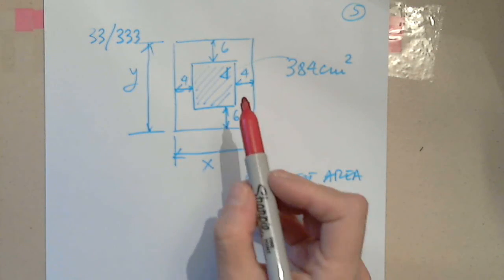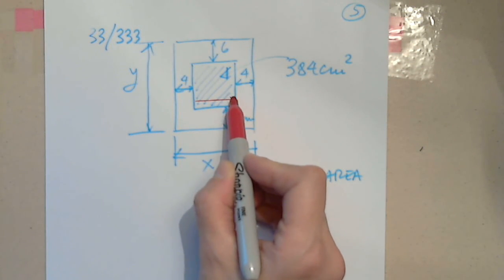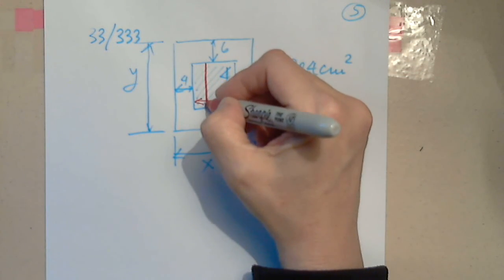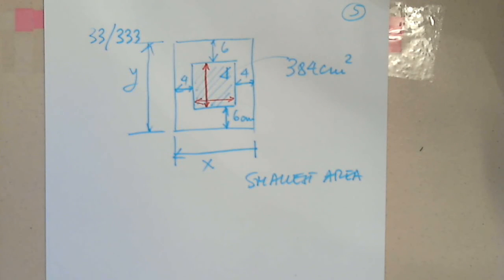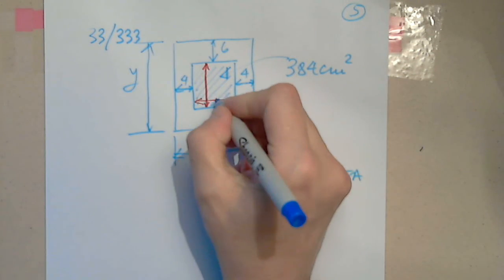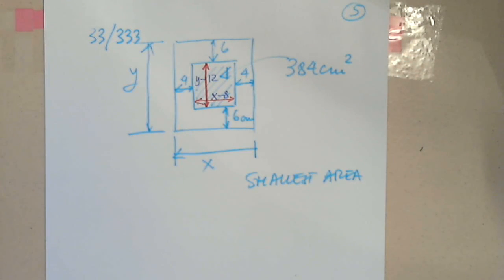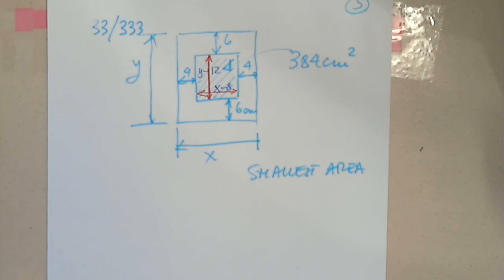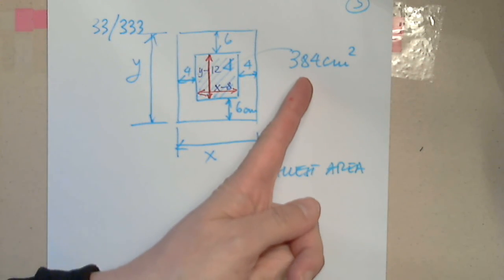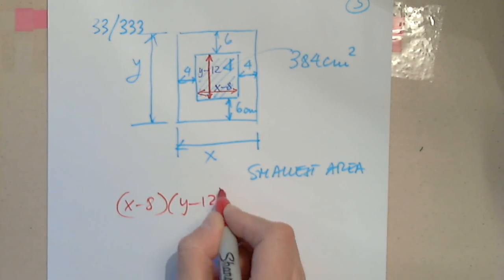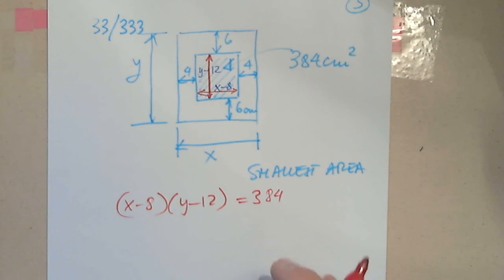Okay, so can I have anyone tell me what is this distance? And then I'm going to ask, what is this distance? Is it x minus 8? Very good, excellent, thank you. This is indeed x minus 8, and obviously the other one is y minus 12. This is where I have to start from because I have the 384. So then x minus 8 multiplied by y minus 12 is our 384 centimeters squared.